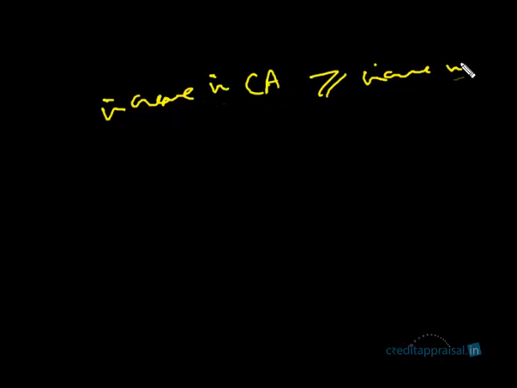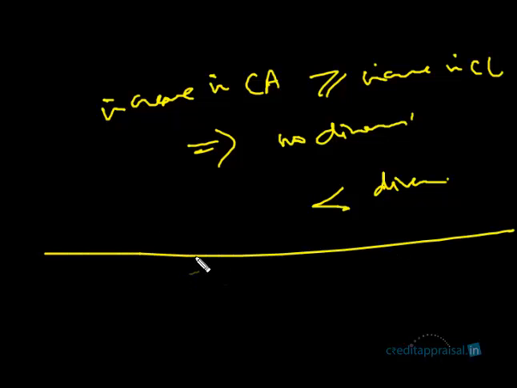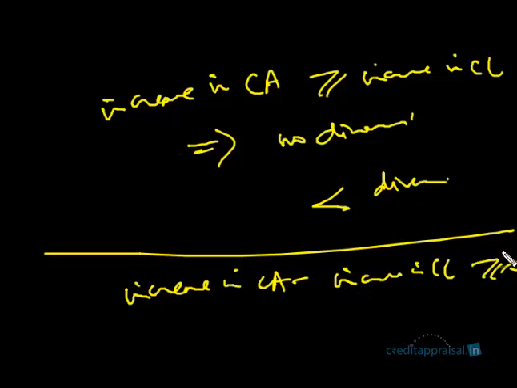We are now coming to a simplified formula. If the increase in current assets is greater than or equal to the increase in current liabilities, it implies there is no diversion of funds. Alternatively, if this is less than, then there is diversion of funds, right? Clear? Can we write it like increase in current assets minus increase in current liabilities greater than or equal to zero, right? It's just flipping, right?